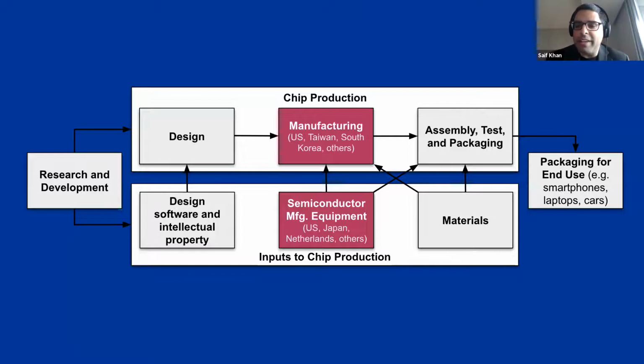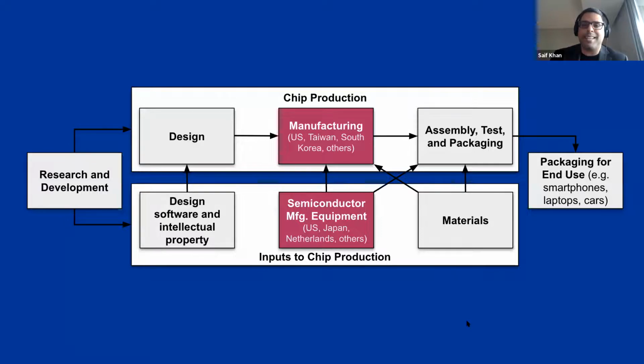Sure. Before getting into that specifically, I'll mention this graphic, which has been up for a while. It's essentially a depiction of the chip supply chain, how chips are produced. At the left, you have R&D, which feeds into the whole ecosystem. On the top, you have chip production, which is basically three stages: the design of the chip, then the manufacturing of the chip, and then, once it's manufactured, you have to assemble it, test it, and package it. Finally, it goes into a further stage of packaging to get into the final end device, such as a smartphone or a laptop or a car.